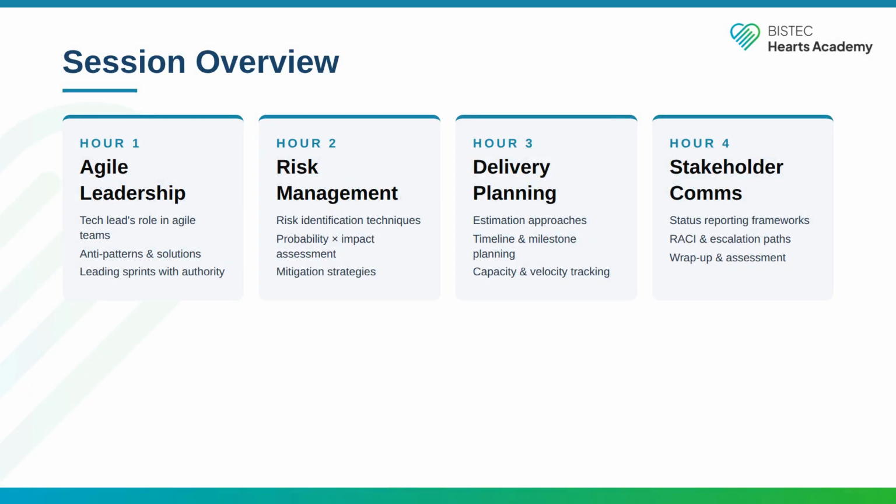4 hours, 4 topics. Hour 1 is Agile leadership, your specific role as a tech lead within Agile teams and the anti-patterns that trip up new leads. Hour 2 is risk management: how to identify, score, and mitigate project risks before they become crises. Hour 3 is delivery planning: estimation techniques, timeline construction, and capacity planning. Hour 4 is stakeholder communication: status reporting, RACI matrices, and escalation protocols.